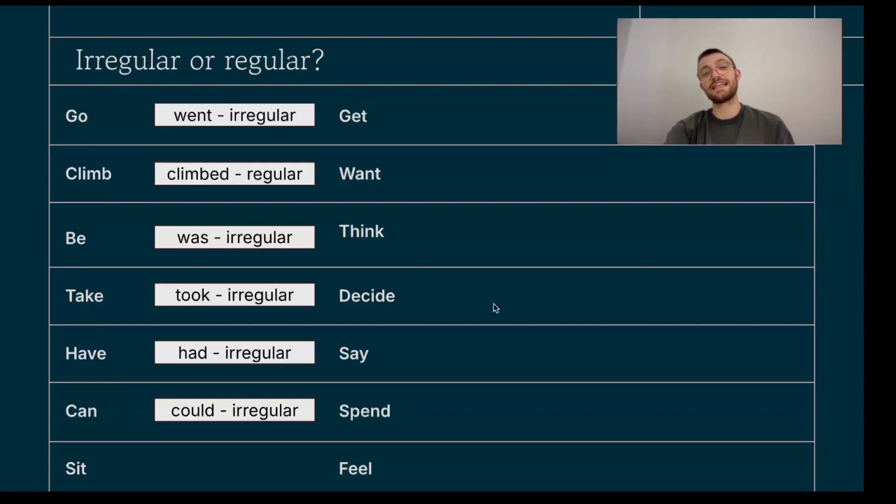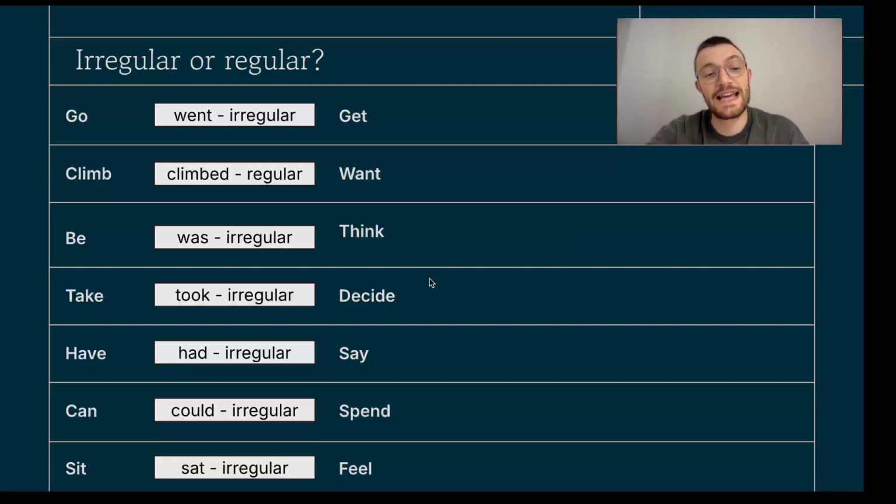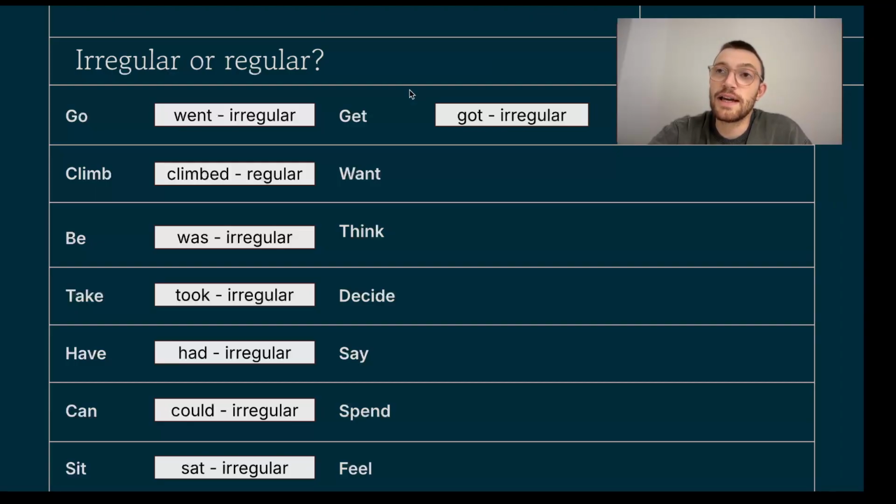Right. The next one there is sit. The past tense of that is sat. I sat on the train yesterday. There we go. Get becomes got. That one is also irregular. I got a pizza delivered yesterday. Want becomes wanted. That is regular. I really wanted to eat pizza, so I ordered pizza. There we go.